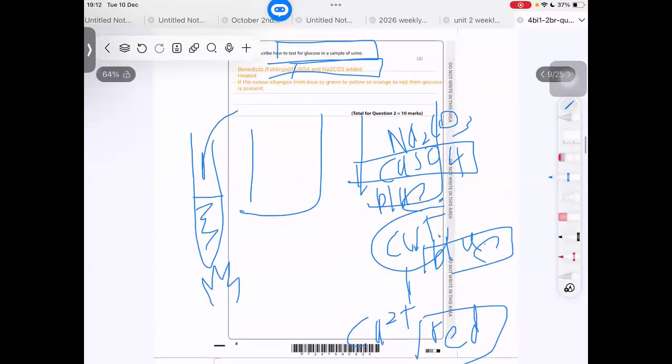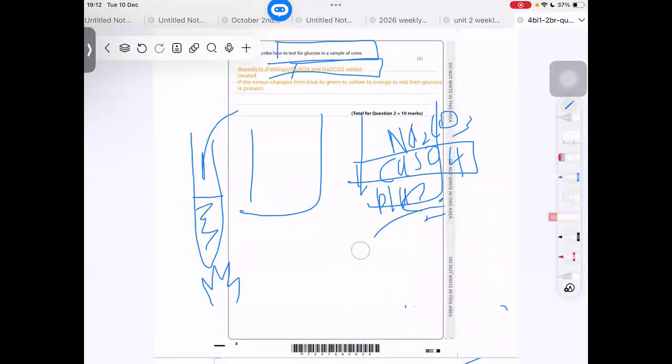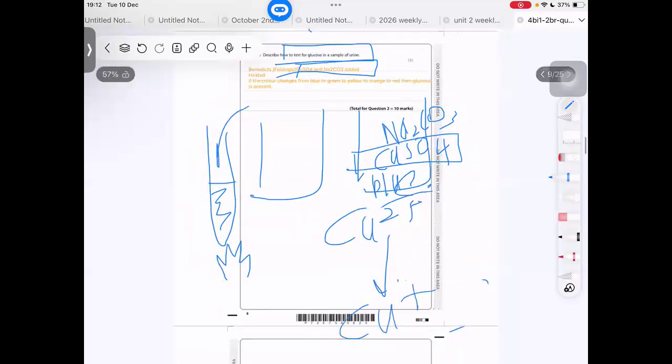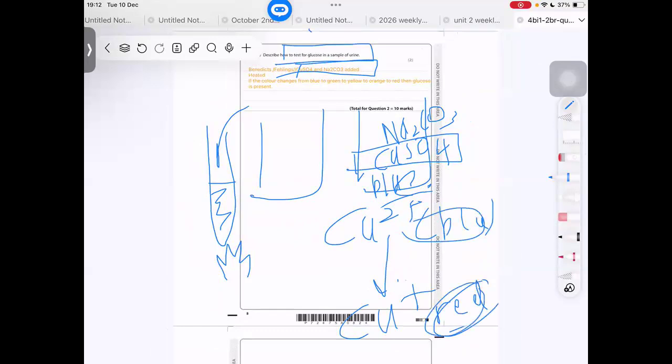Wait, there is a bit of confusion over here. No. I'm sorry, Cu2+ is being converted into Cu+. Blue is being converted into red. Cu2+ is blue, Cu+ is red in color. The blue solution is converted into red color.